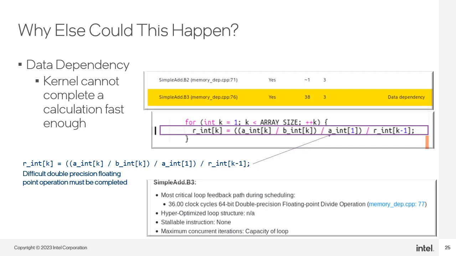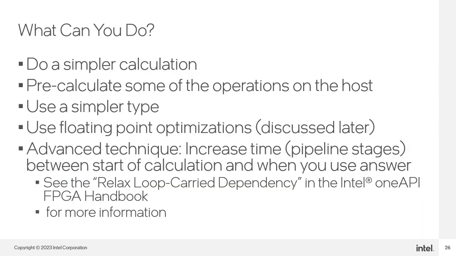The report will tell you what calculations or operations are contributing to the overall latency. What can you do if you have a high II due to data dependency, that is, computation that is taking too long to complete? You can try to simplify the calculation. This might be a bit challenging. However, since you are coding at a high level for FPGA, you have more flexibility in coming up with a simpler computation. You can try to pre-calculate some of the operations on the host, especially operations that require divide. The host is better at division operations than the FPGA.